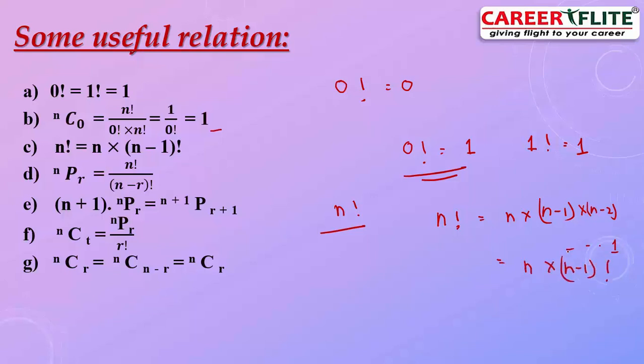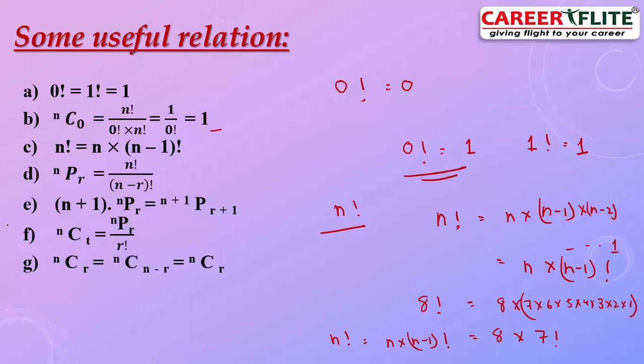Let us take an example for understanding. Suppose we take n to be 8, so 8 factorial. We write 8 factorial as 8 into 7 into 6 into 5 into 4 into 3 into 2 into 1. So if you keep 8 as it is, the part from 7 to 1 will be 7 factorial. If you write this in terms of n, it will be n factorial as n into (n minus 1) factorial.